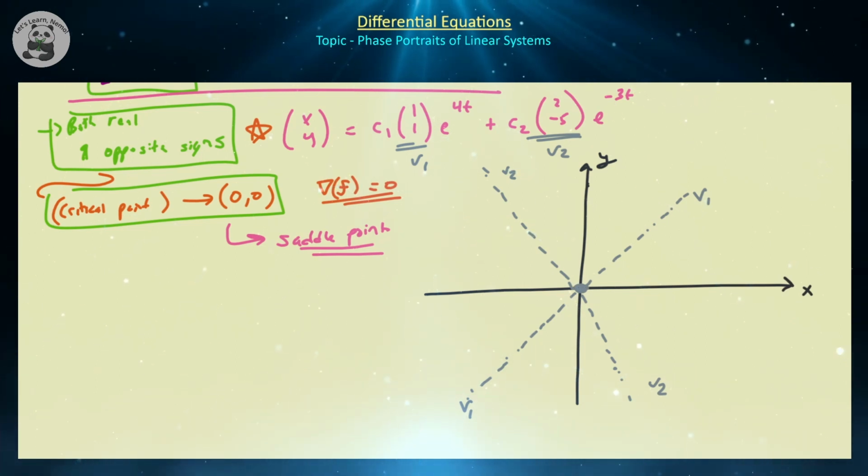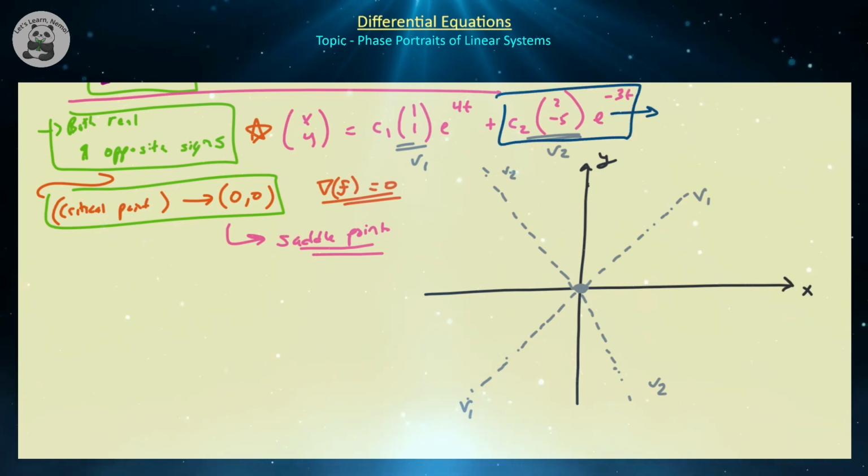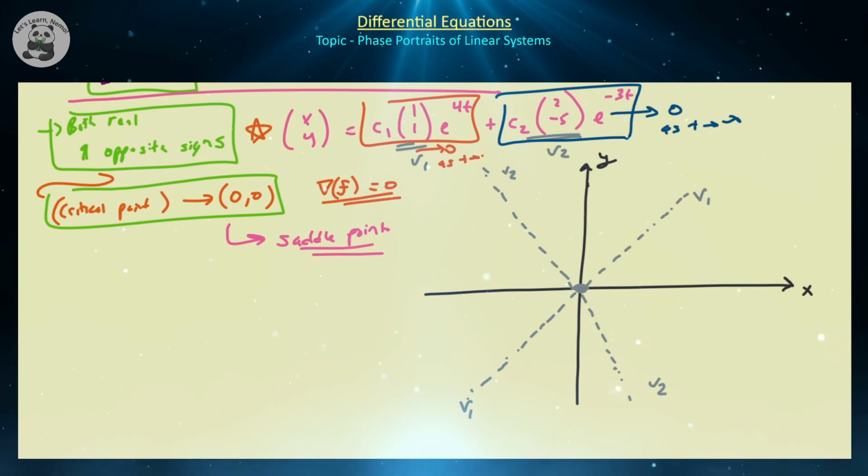So what do we have here? As t goes to infinity, notice that this term is going to vanish to 0 as t goes to positive infinity. And notice that this term here is going to vanish to 0 as t goes to minus infinity. So if we go from minus infinity to positive infinity, we're going to be traversing from vector 1 into vector 2, right? So what would that phase portrait look like?